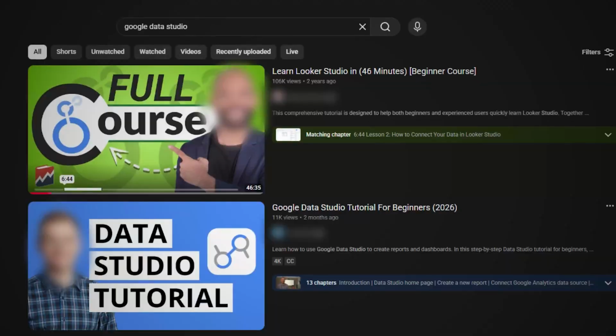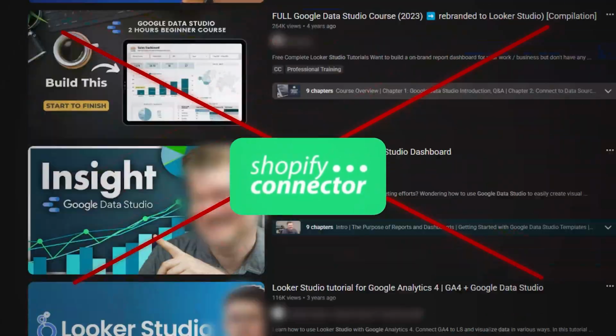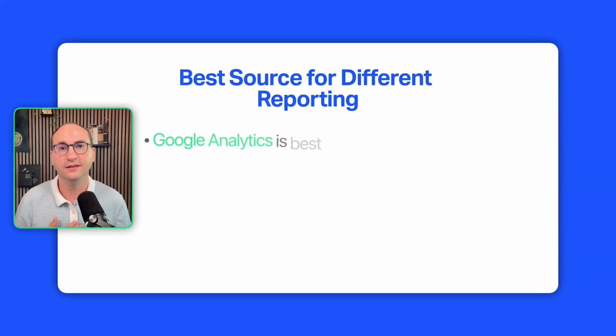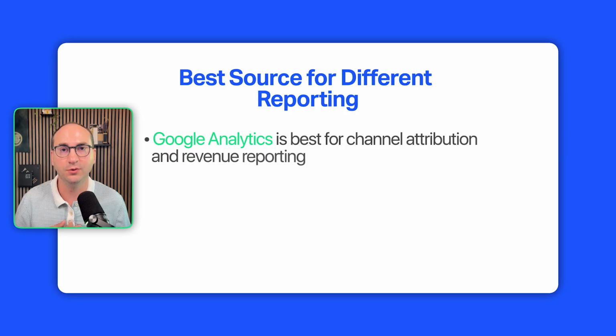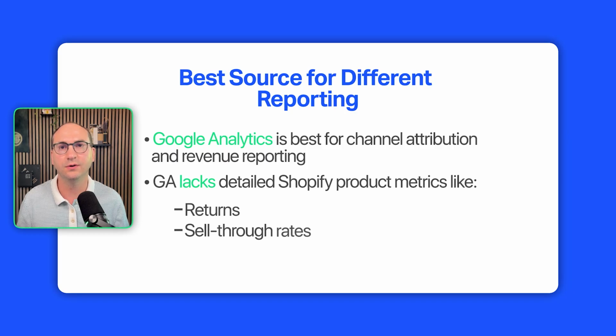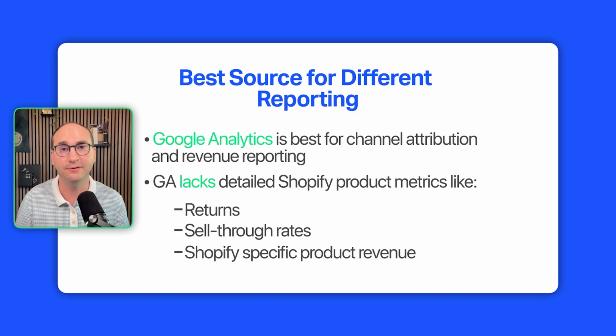You really have 3 different types of sources, and what other tutorials aren't going to tell you, there is no such thing as a Shopify connector. They haven't developed their own, but there are ways to get that data into your site. My personal opinion is for most things, including channel attribution reporting for revenue, it's going to be from Google Analytics, but that may not give you the product level reporting that you want for things like returns, sell-throughs, more detailed product revenue as it's reported from Shopify, because it is a little bit different than what Google does.